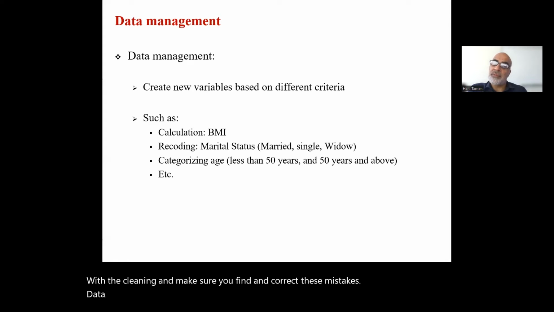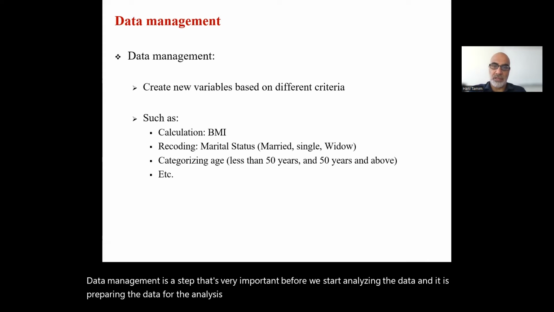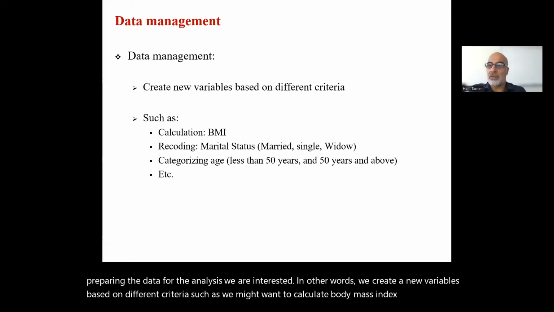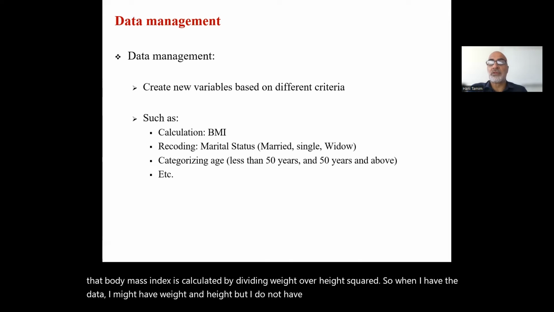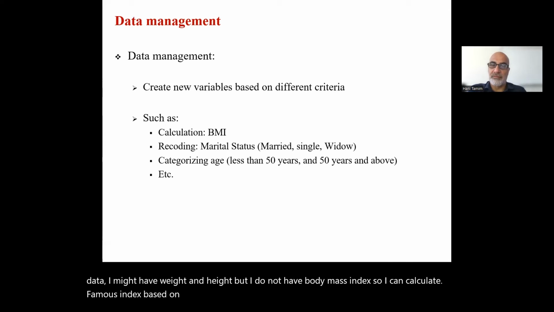Data management is a step that's very important before we start analyzing the data, and it is preparing the data for the analysis we are interested in. In other words, we create new variables based on different criteria, such as we might want to calculate body mass index, and we know that body mass index is calculated by dividing weight over height squared. So when I have the data, I might have weight and height, but I do not have body mass index. So I can calculate body mass index based on these two available variables.